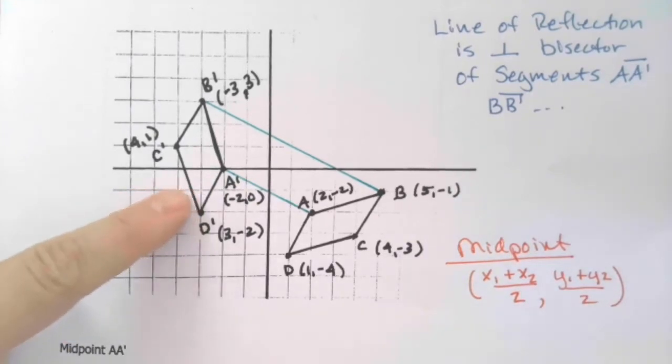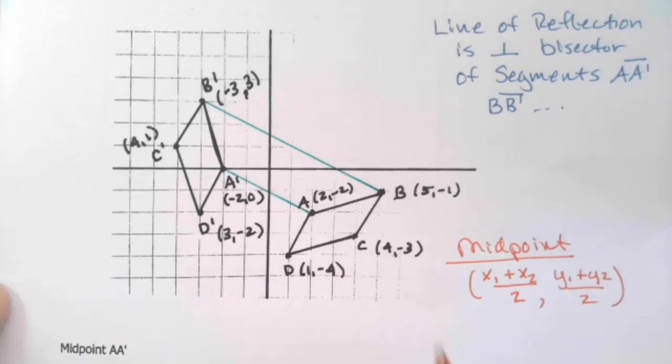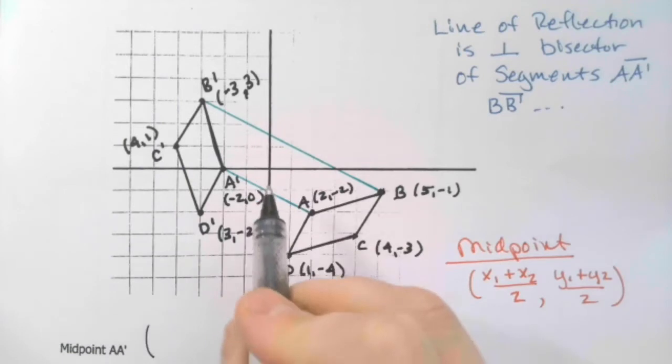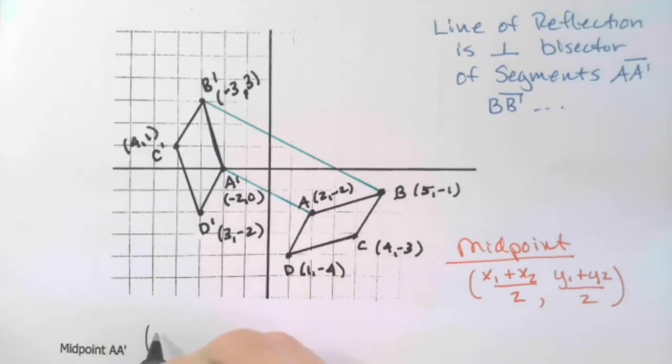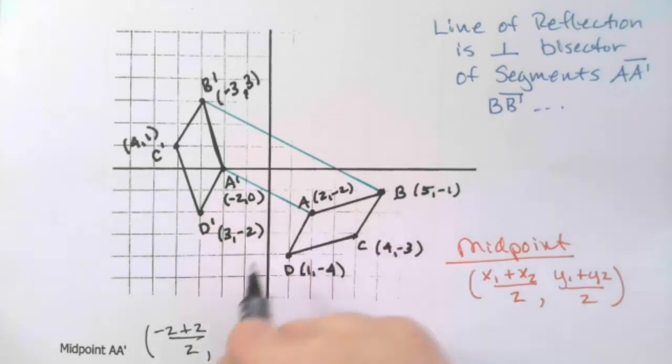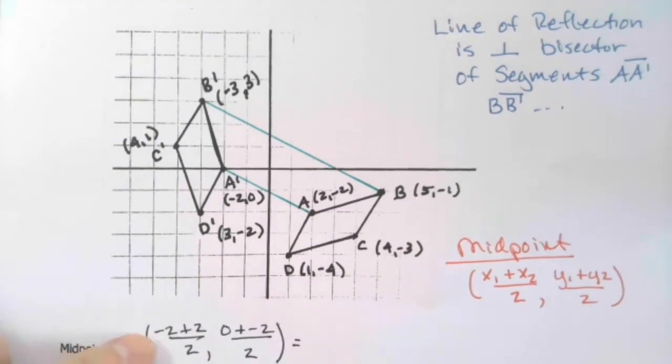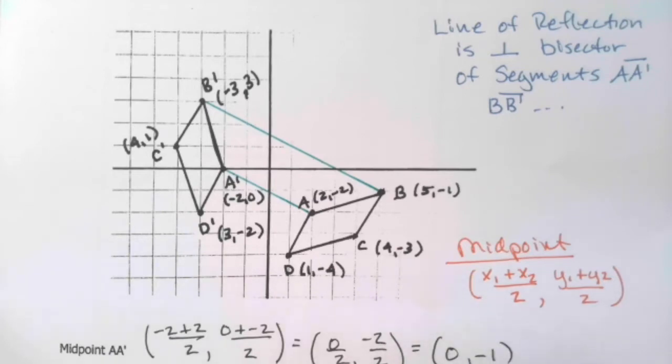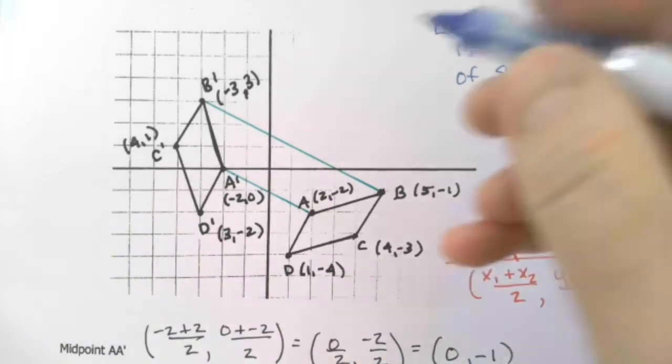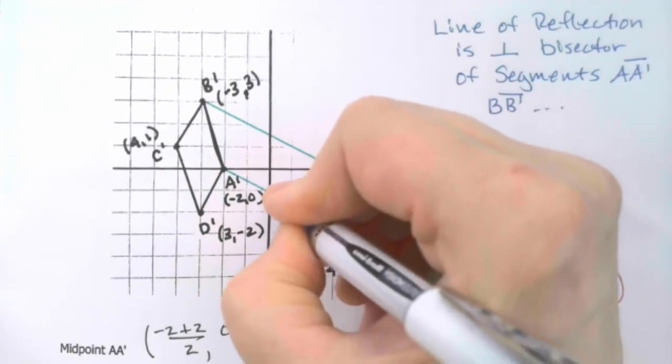So starting with A and A prime, it's the average of the x's, so negative 2 plus 2 divided by 2. The average of the y's, 0 plus a negative 2 divided by 2. Negative 2 plus 2 is 0. 0 minus 2 is negative 2. And the resulting point is 0, negative 1. Let's put that on our drawing. 0, negative 1 is right there.